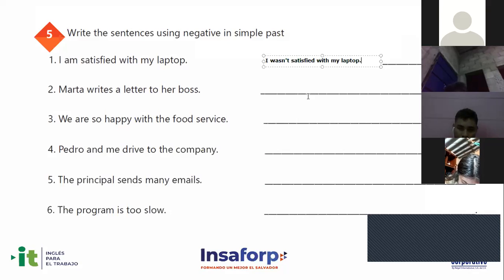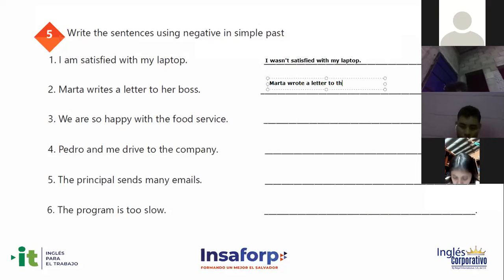Marta writes a letter to her boss. Marta. Wrote. Ah, yes. Marta wrote a letter to her boss. Number three. We were so happy with the food service. Pedro and me drive to the company. Están malas, teacher. Solo la primera está buena. Porque dice negativo. En simple pasado. Ah, okay. Thank you.